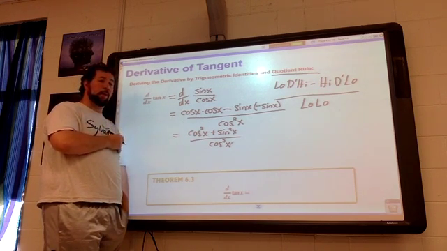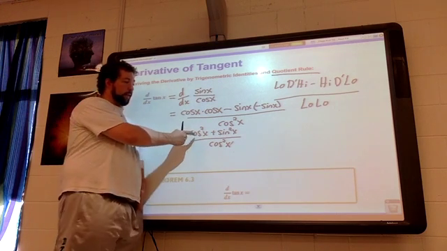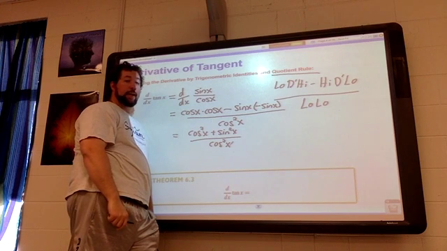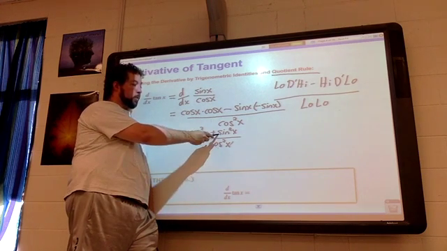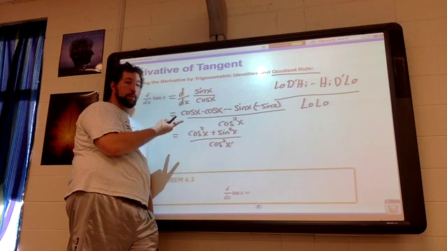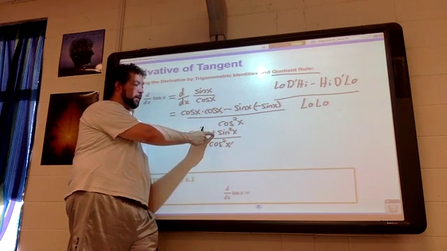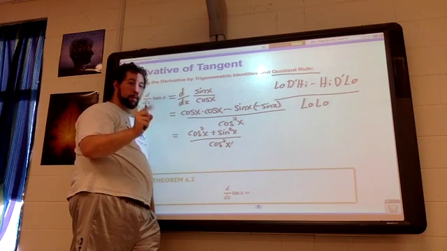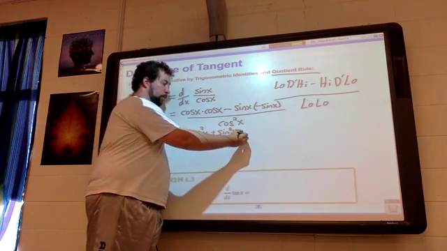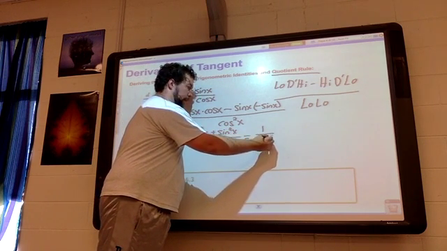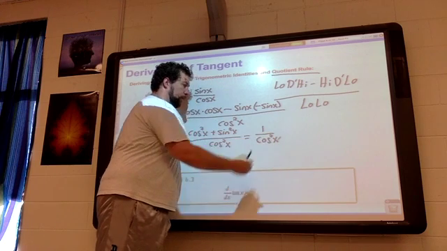But again, you got to remember trigonometric identity. This cosine squared plus sine squared, that's one of those Pythagorean identities. If you got sine squared plus cosine squared, or just the opposite because addition is commutative, then this is the same thing as sine squared plus cosine squared, and that is actually equal to just 1. So the whole top part becomes 1. The bottom remains cosine squared.